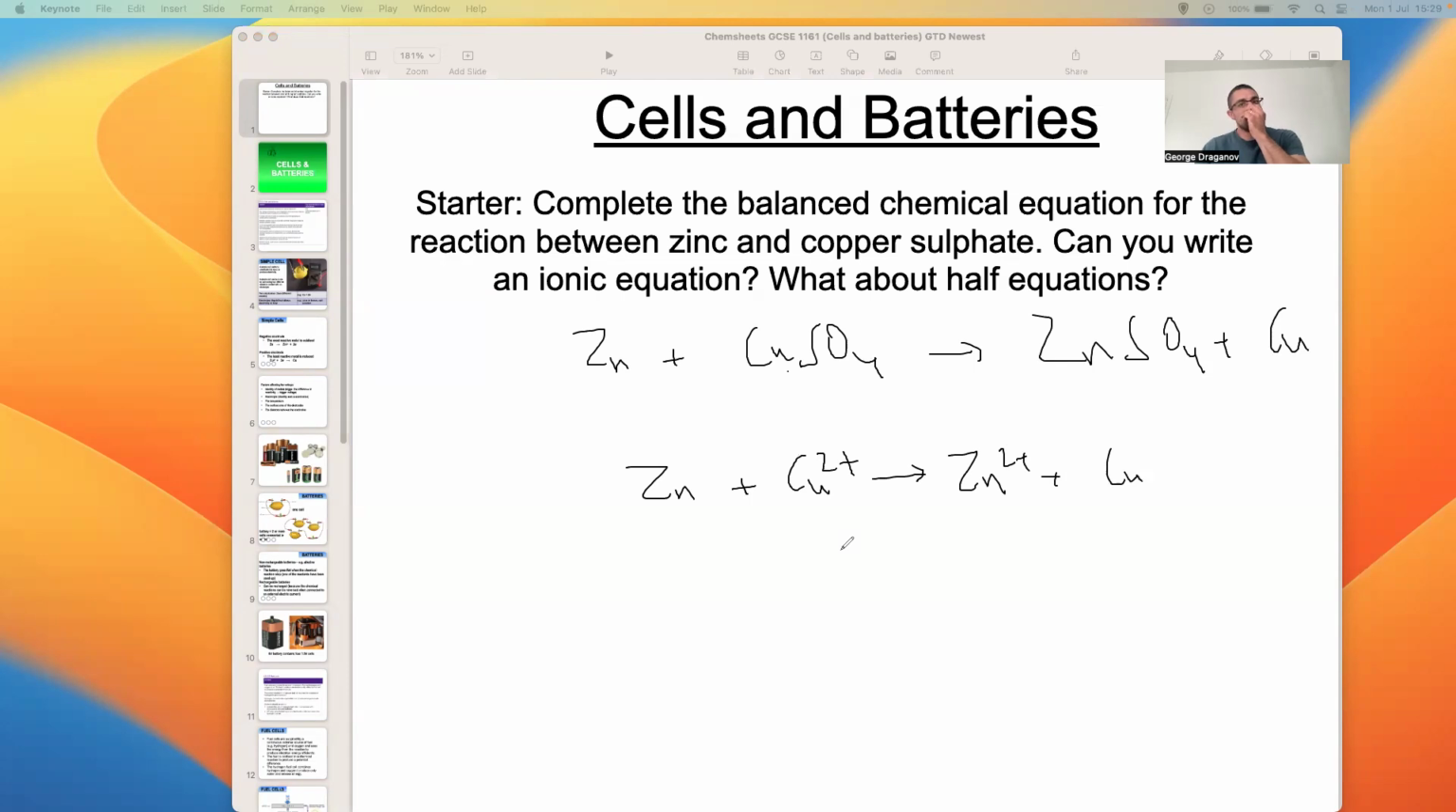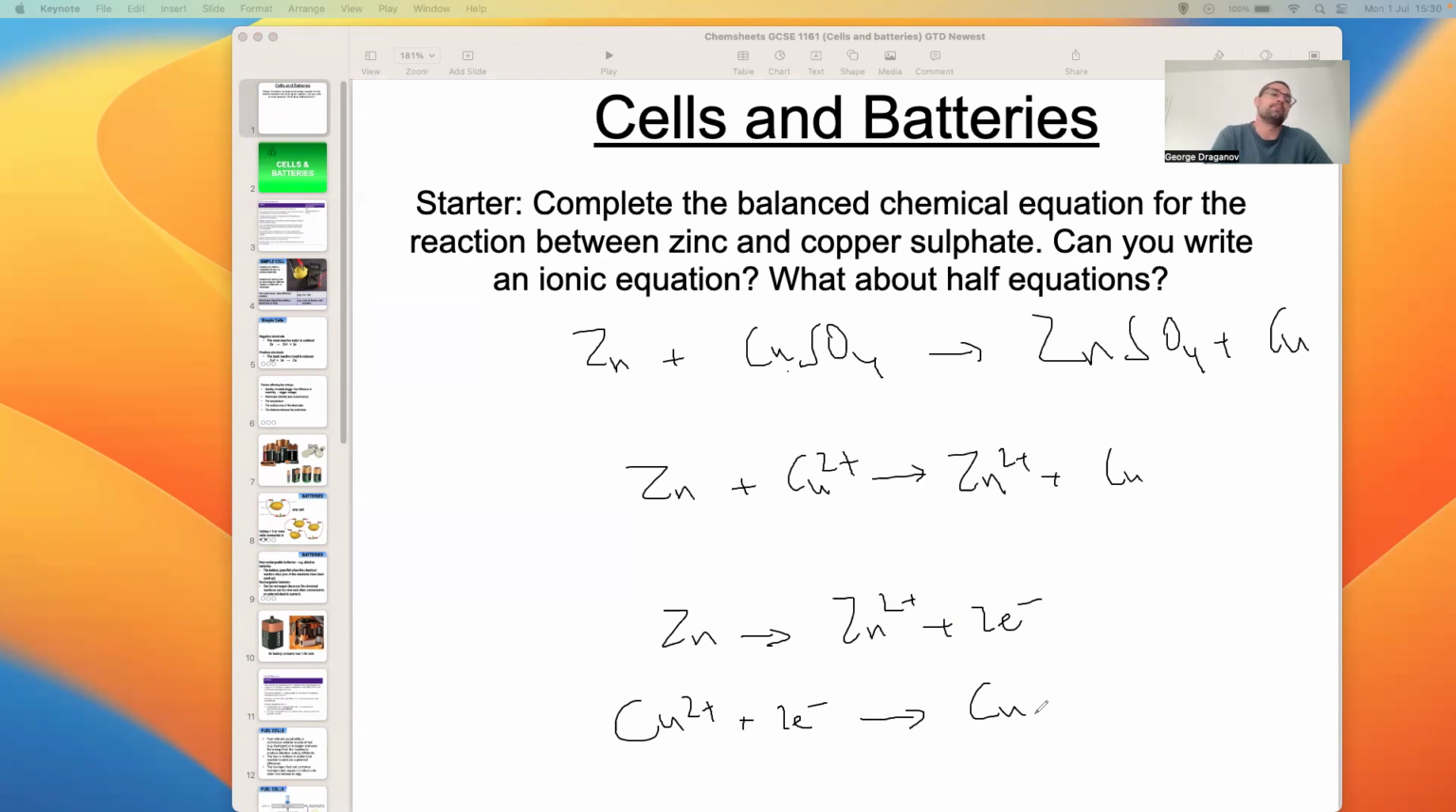The key part is that there's an electron transfer. So the zinc is turning into a zinc ion by losing two electrons. So the principle is the more reactive metal will lose its electrons and give them to the less reactive metal, which in this case is copper. So the copper ion will gain two electrons to make copper. So this electron transfer is what's going to drive the battery to produce electricity.